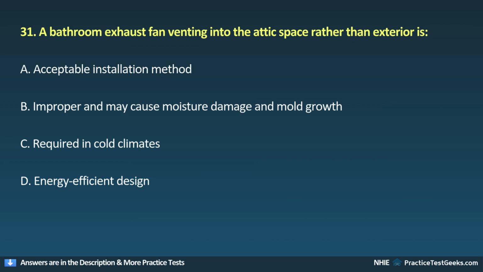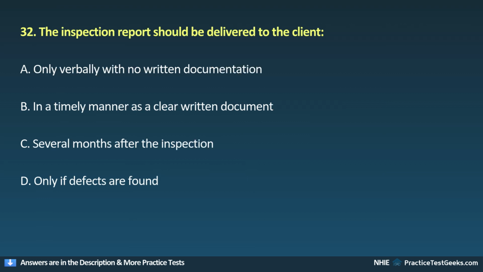31. A bathroom exhaust fan venting into the attic space rather than exterior is A. Acceptable installation method. B. Improper and may cause moisture damage and mold growth. C. Required in cold climates. D. Energy efficient design.